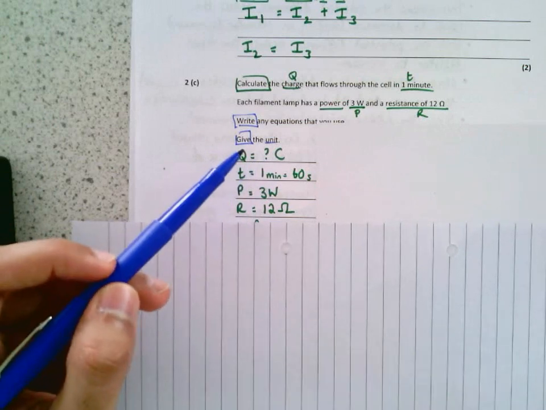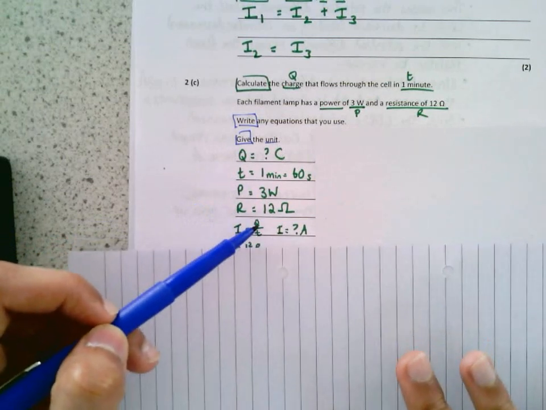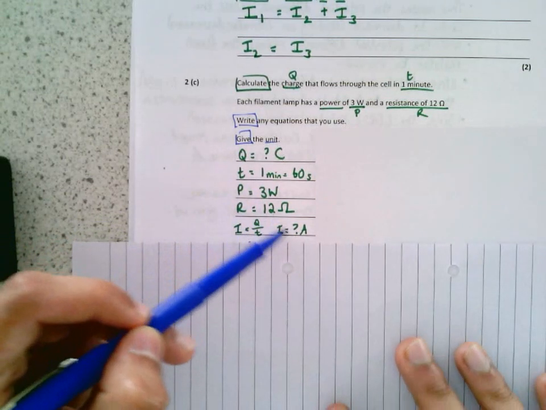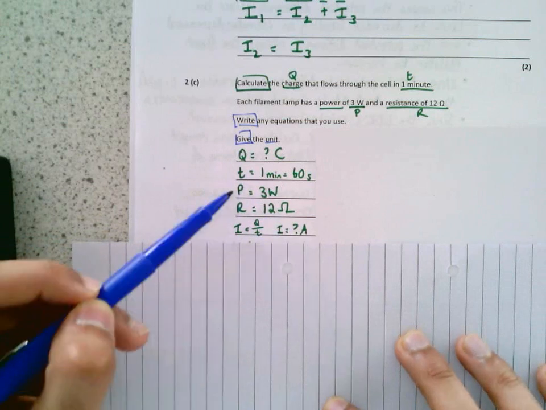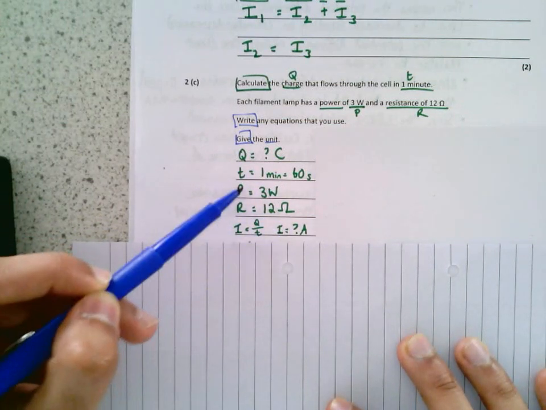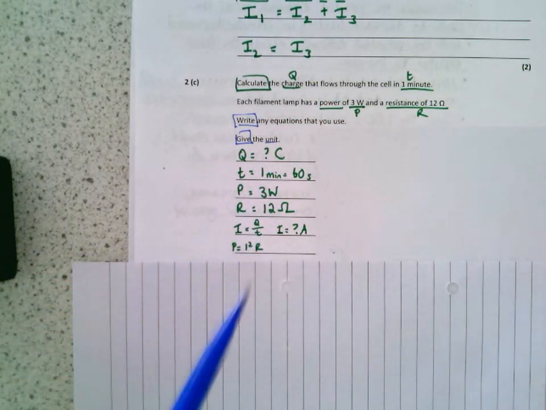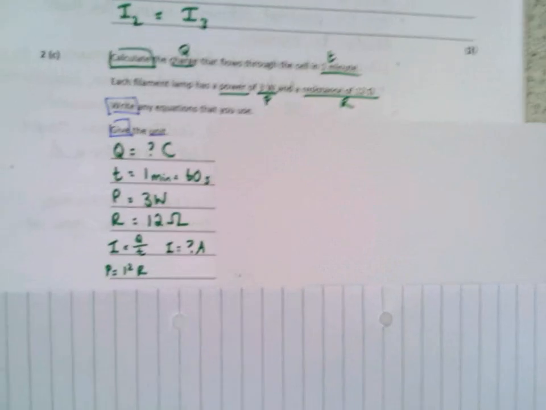Well, we need to figure out what charge is. But the only formula that I know that links at least some of these together is I equals Q over T. But I don't know what I is. So how can I work out what I, or current, is? Well, I know these two are in a formula with I, and that formula is P equals I squared R. So let's go through that step by step.